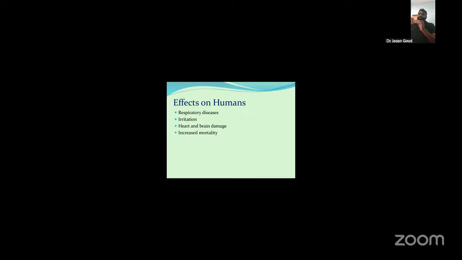Respiratory diseases: the mechanism is that fine particles penetrate deep into the alveoli and trigger inflammation and oxidative stress, damage epithelial cells, and impair mucociliary clearance. Major conditions are asthma, chronic bronchitis, chronic obstructive pulmonary disease, lung cancer, and reduced lung function in children. Long-term impacts are impaired lung development and increased susceptibility to inflammation.